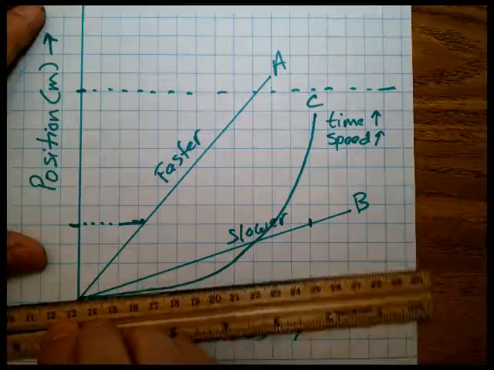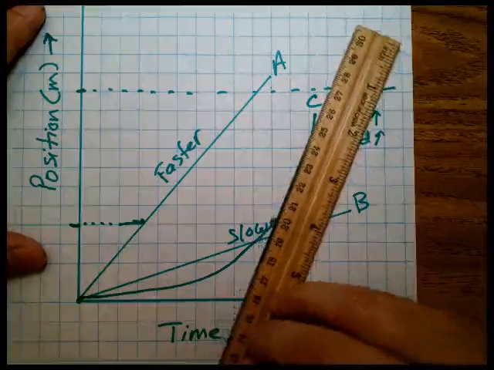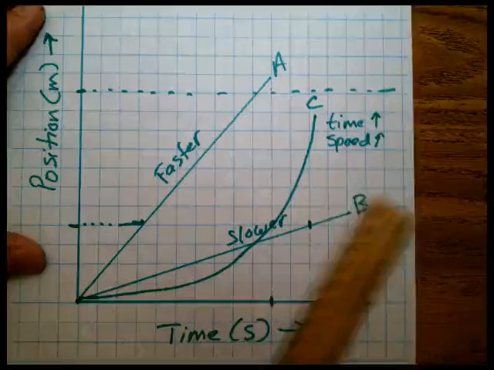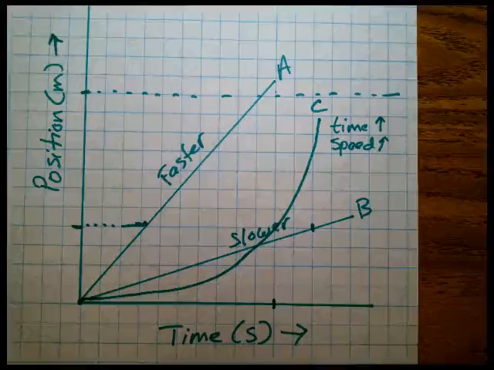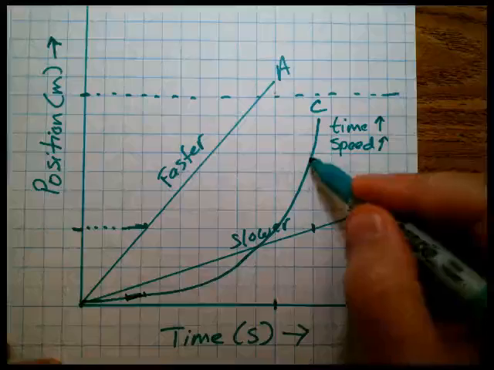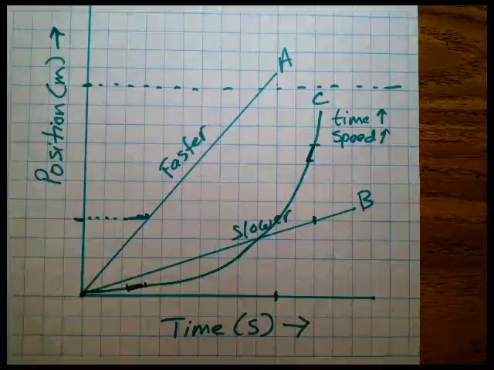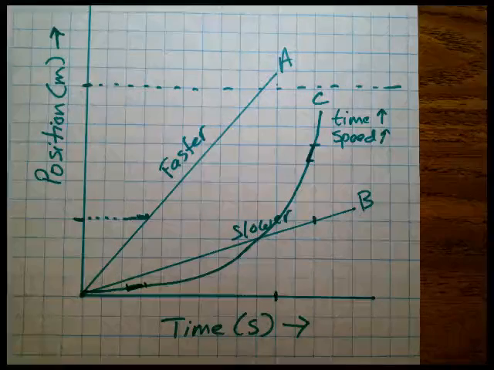And clearly with time, as it increases, so does the slope, so we know that the object's getting faster and faster. And if we wanted to know the speed of this object, we'd have to pick small segments of the line like we did in class and calculate that to see what the speed was at those time intervals.